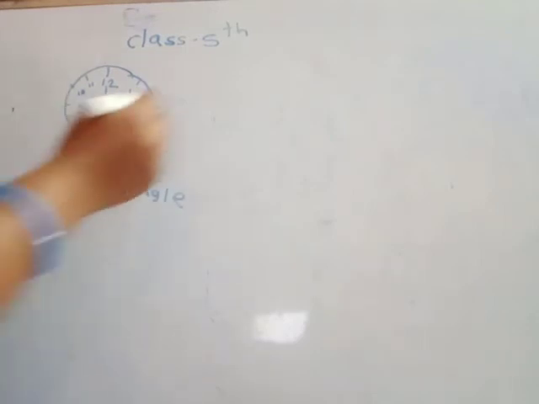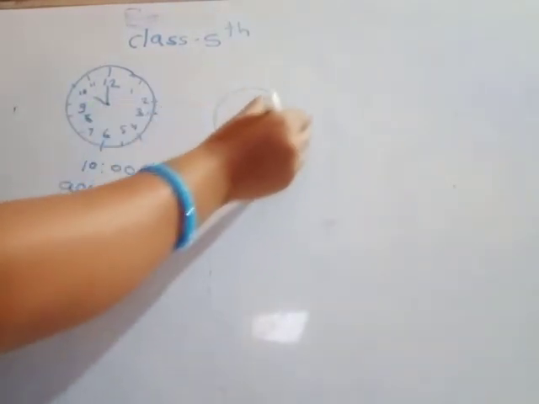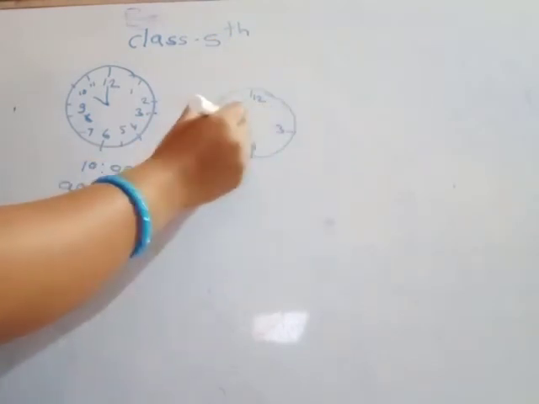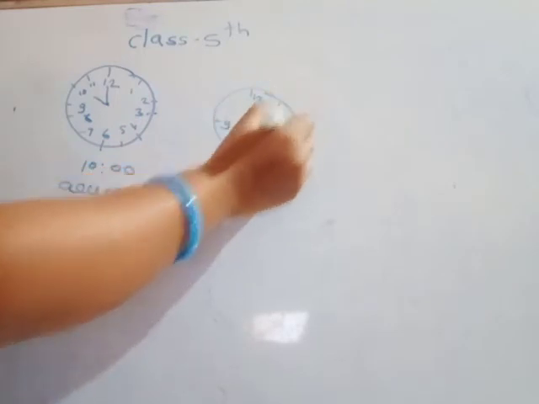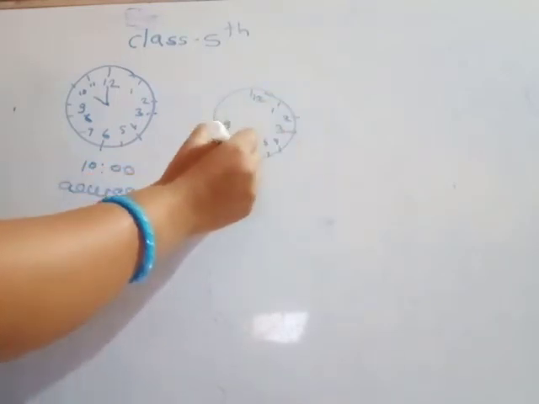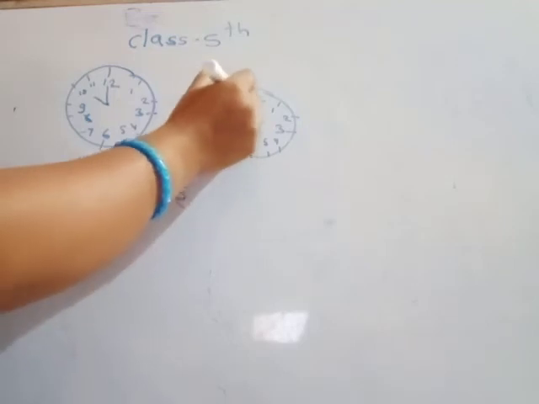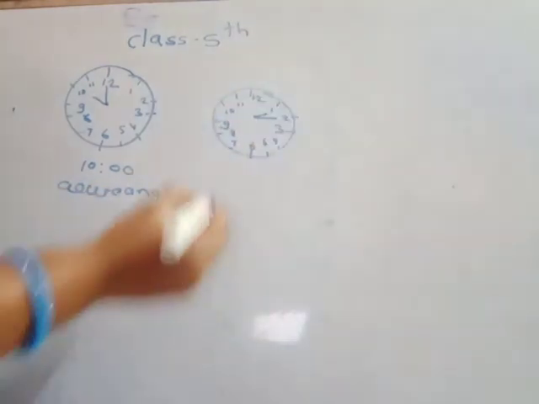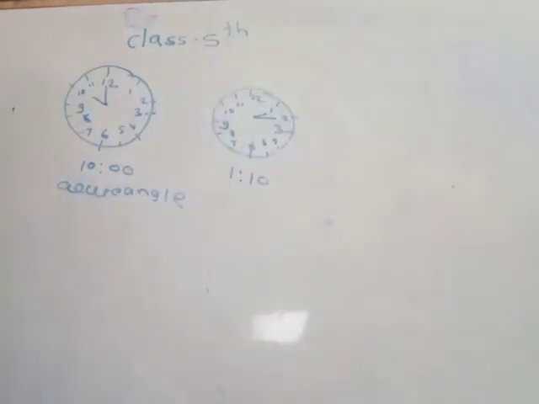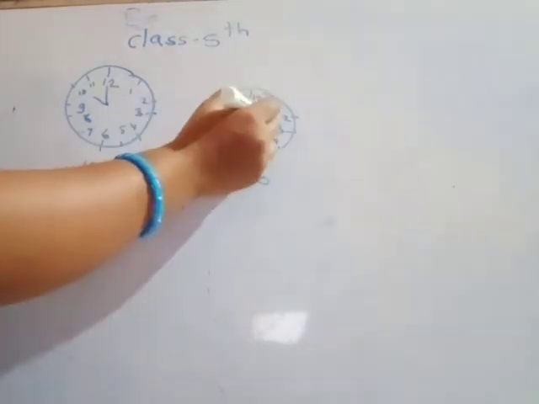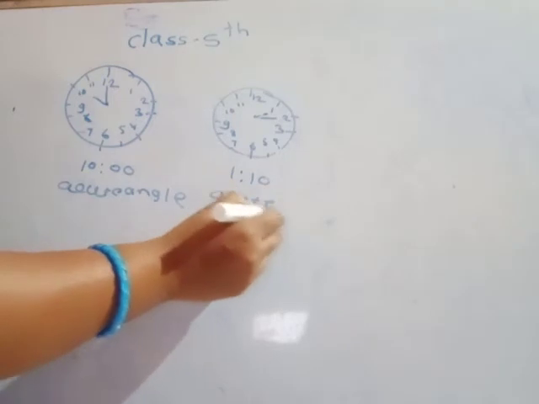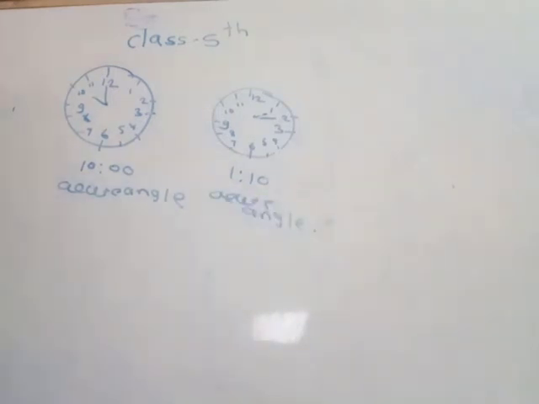Again, the next clock you draw here. The time is, suppose, 1 and 10. 10 minutes past 1. Then which type of angle is formed? This is less than a right angle, which means acute angle. In this type of clock you draw, which angle is formed here? Acute angle, less than a right angle.